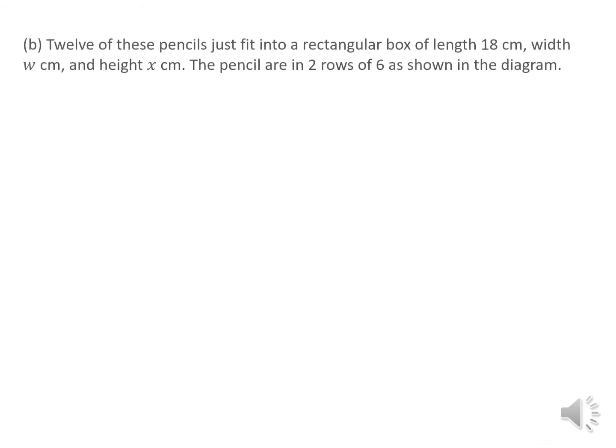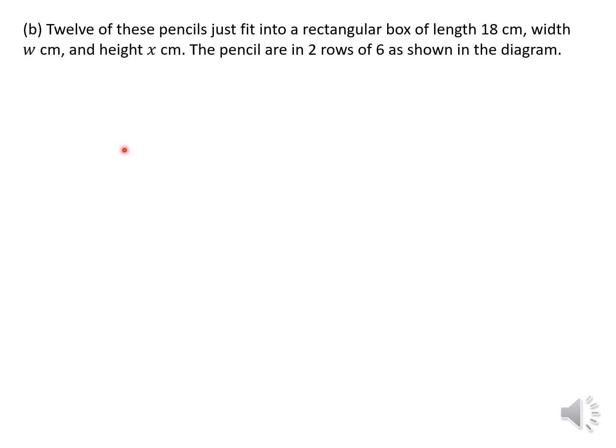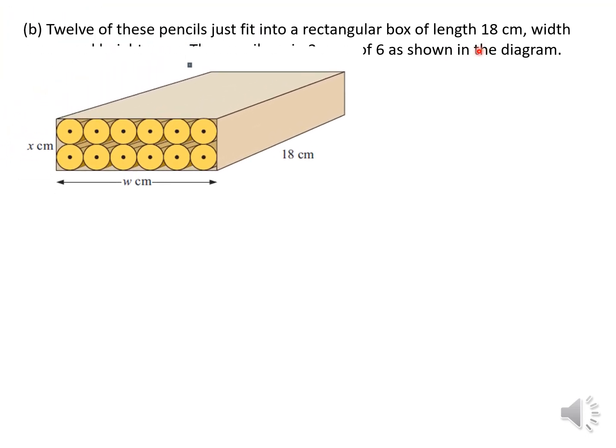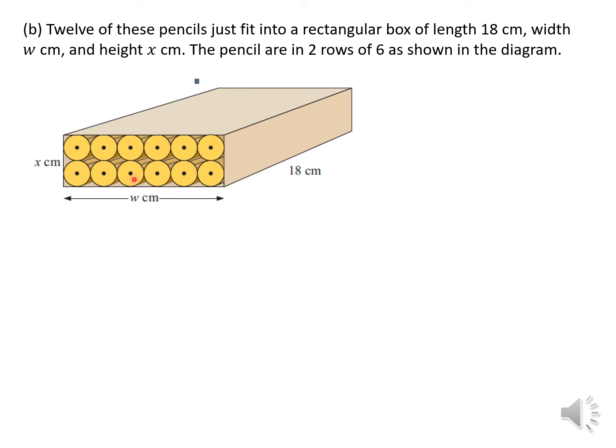Right, then they are saying here 12 of these pencils fit into a rectangular box of length 18 centimeters. The width is W centimeters. The height is X centimeters. All right, and there are 2 rows. Can you see that? And there are 6 in each row. Now, what they're asking us here is to find W and to find X.